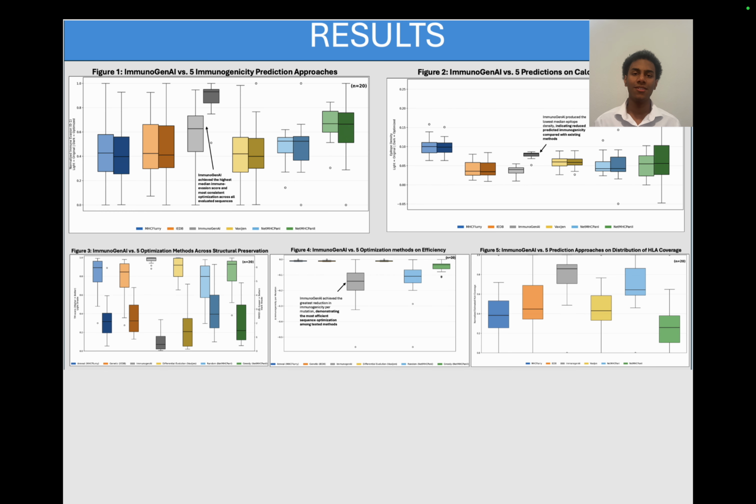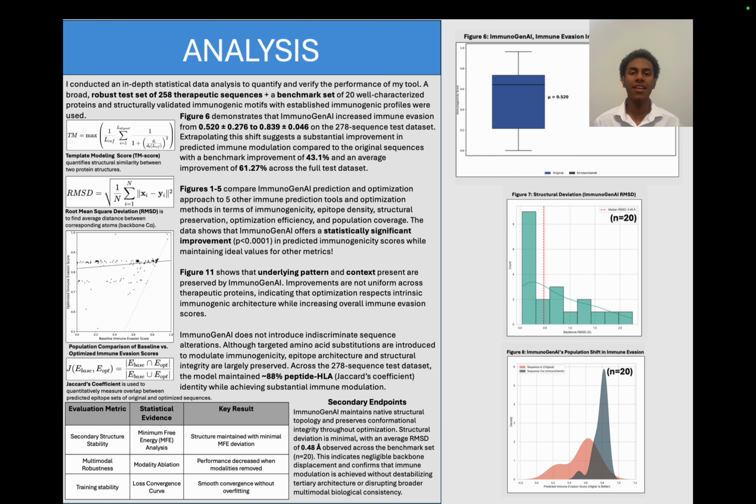Immunogen offers statistically significant improvements in immune evasion, epitope density reduction, structural preservation, RMSD and TM score, optimization efficiency, and population HLA coverage with a p-value less than 1 times 10 to the negative 5. I tested 5 different prediction and optimization tools and found that Immunogen outperformed them all. On the test dataset, Immunogen improved immune evasion scores to 0.839 with a standard deviation of 4.6%, maintaining 88% peptide HLA identity and a median RMSD of just 0.48 angstrom.